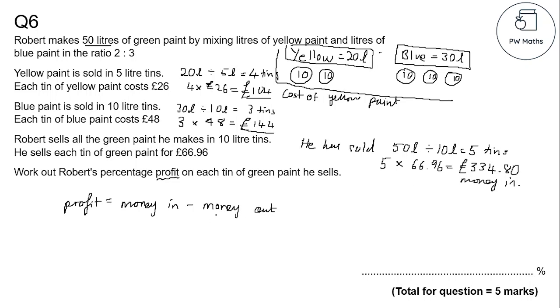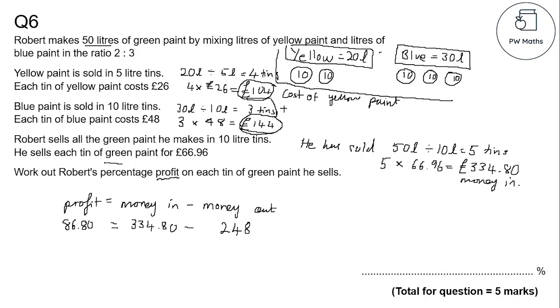Expenses. The money in, £334.80. The money out, well, that was here. That's the £104. Add the £144. That's how much we had to spend on the paint, which is £248. And money in minus money out for profit, £334.80 minus £248 means I must have made a profit of £86.80.